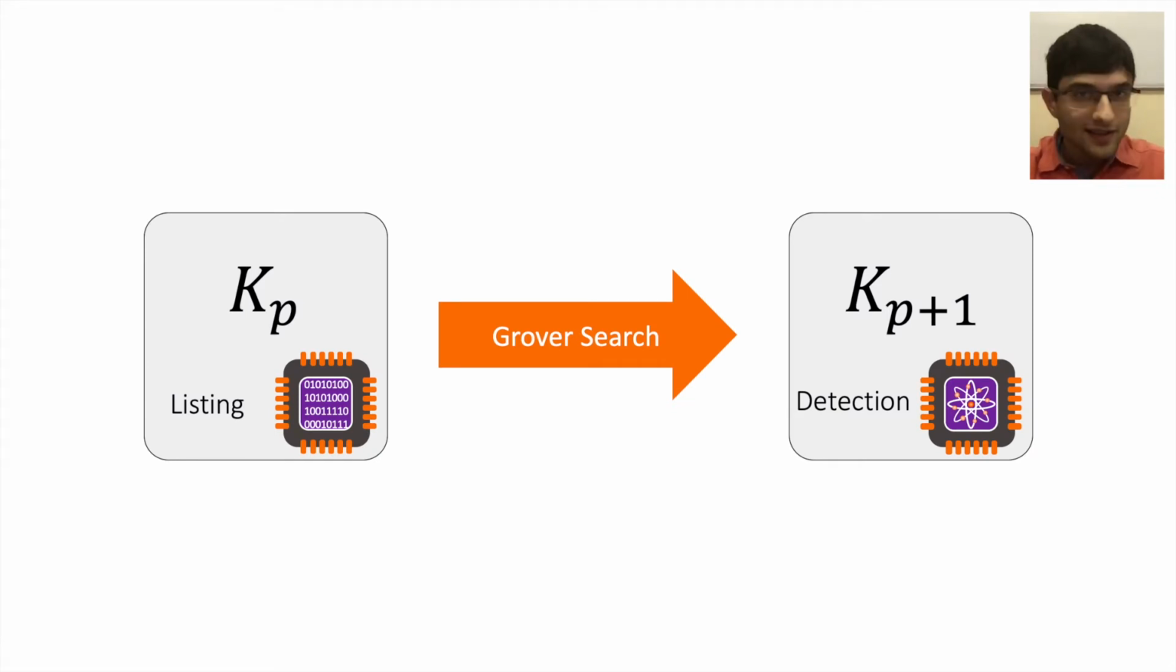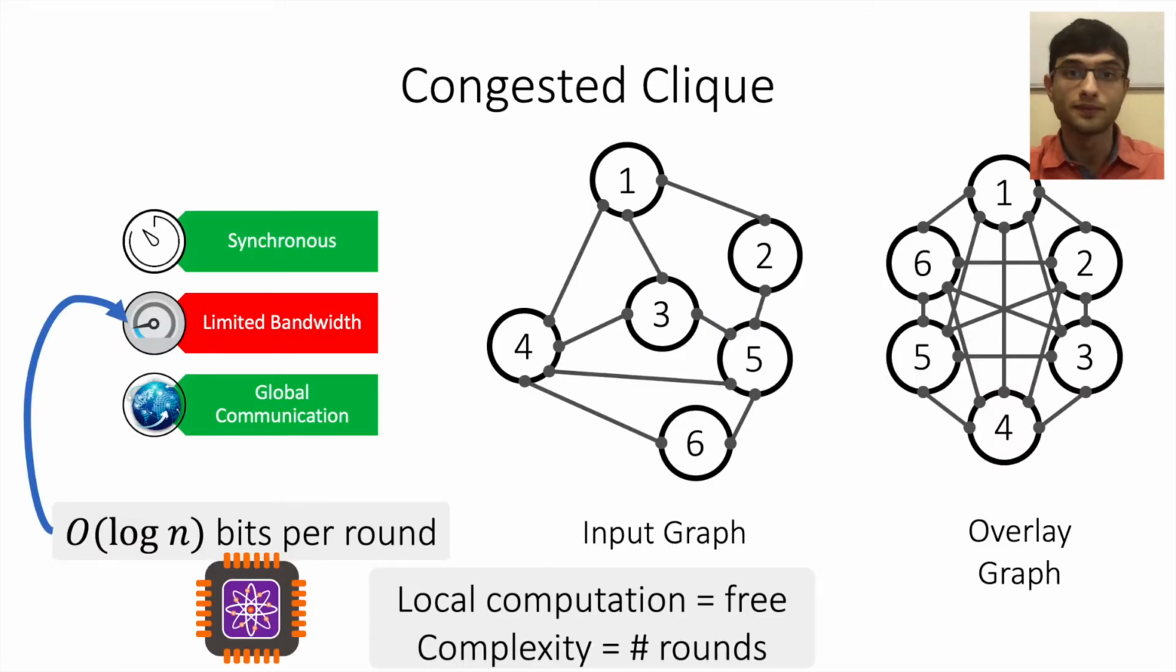Okay, so let's delve into what we do. We'll start with a warm-up. We'll take an algorithm for listing cliques of size p and extend it using just Grover search to an algorithm for detecting cliques of size p plus 1. Okay, and we'll do this in the Congested Clique. Recall that in the Congested Clique, every two nodes can communicate every single round log n bits to one another, and in the quantum Congested Clique, it's log n qubits.